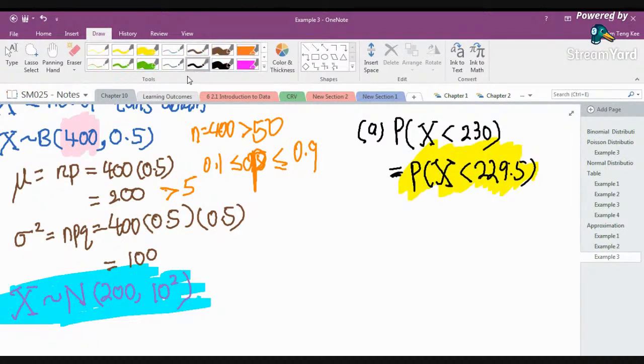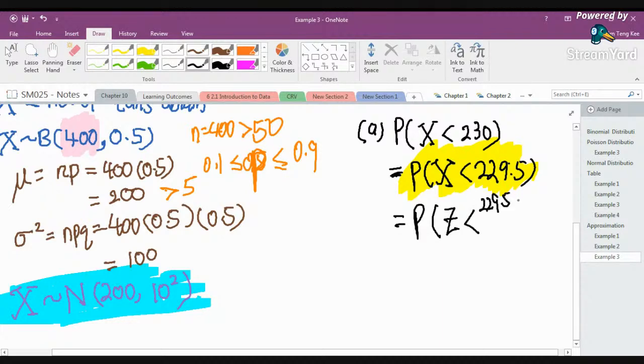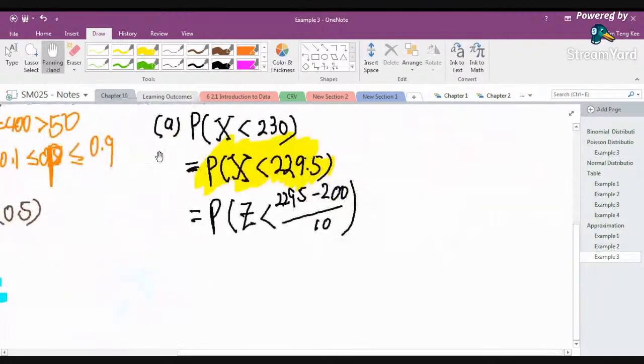Then we go on with the calculations. I will continue with standardization. So I have Z less than 229.5 minus 200 divided by 10. Following the result, we're going to write it in 2 decimal places. I have Z less than 2.95.